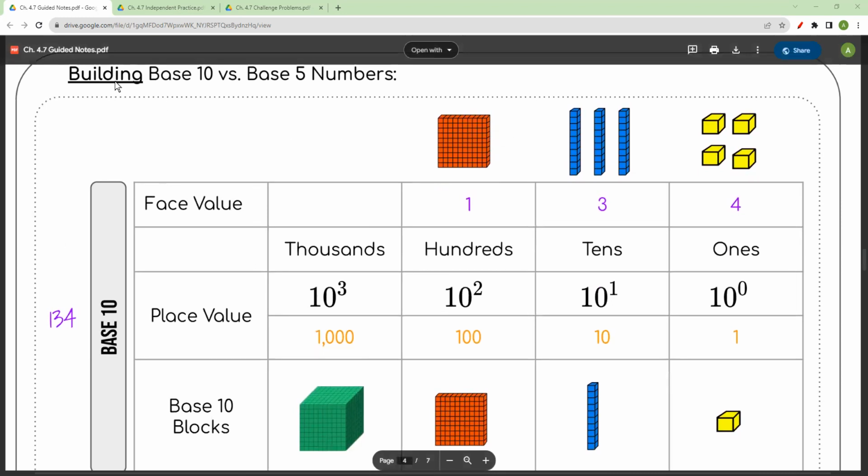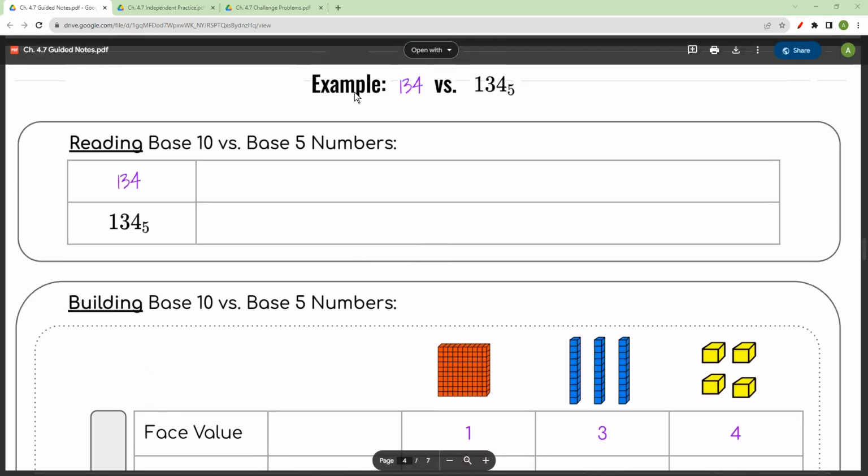All right, so building base 10 versus base 5 numbers with the same digits. So we have 134 and 134 base 5. Take a second and think about whether or not you think this is equal. Remember the work we did on the previous page. Do we think those are the same quantities, the same values? We'll get the answer by the end of this page. But let's look.